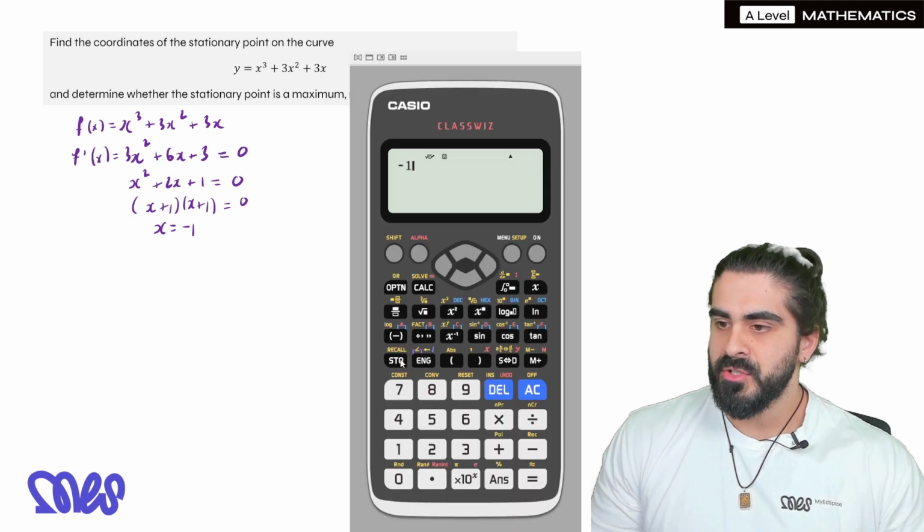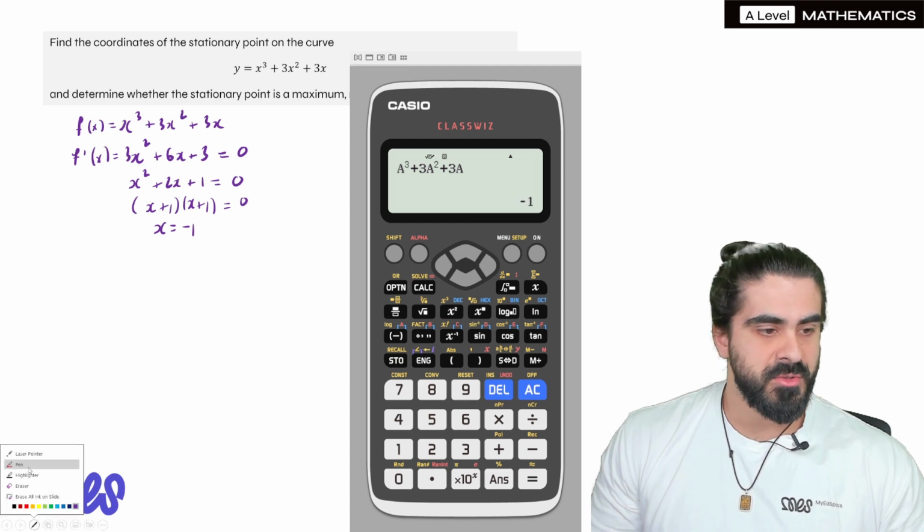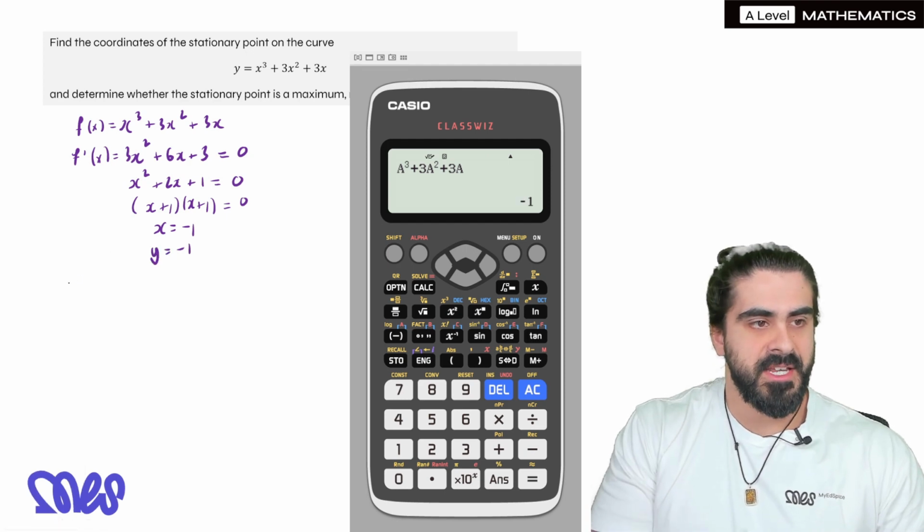So minus 1, store it as a. So we're going to get a cubed plus 3a squared plus 3a. So the y value is minus 1 as well. Now we need to define its nature, so we differentiate twice.